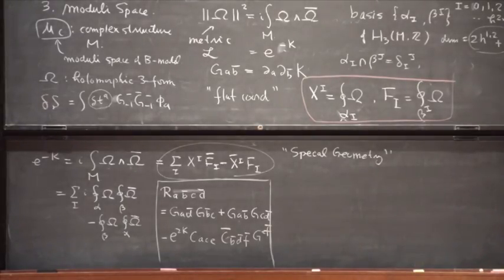Okay, any question? Yes, please. What causes the asymmetry in X and F? Sorry? There's an asymmetry in X and F. Yeah, you can do a symplectic transformation to mix them up. So that leads to a different choice of coordinates.